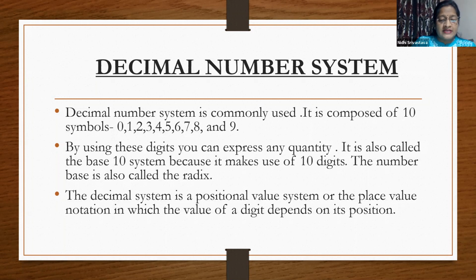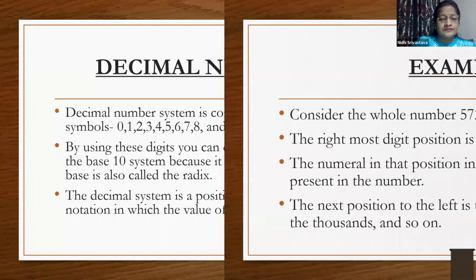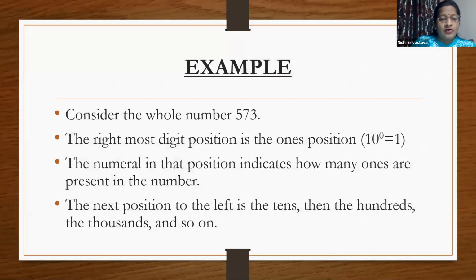The decimal system is a positional value system, or place value notation, in which the value of a digit depends on its position. Example, consider the whole number 573. The rightmost digit position is the ones position, that is 10 raised to the power 0, which equals 1. The numeral in that position indicates how many ones are present in the number. The next position to the left is the tens, then the hundreds, the thousands, and so on.